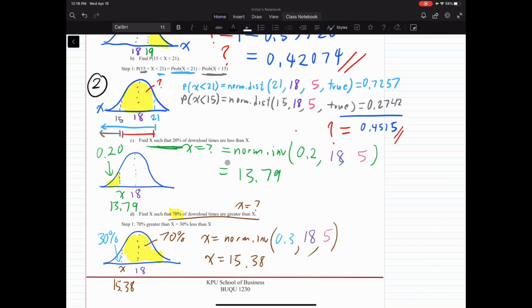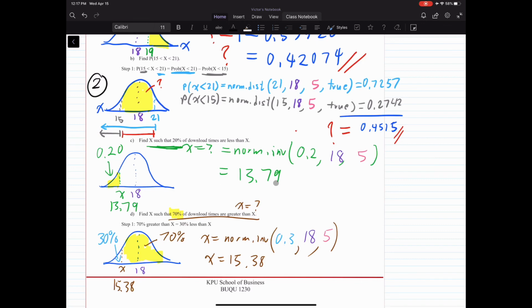In the formula norm.inv, it will ask you for 3 variables. 0.2 is your probability to the left of x. That's the first value that you need to put in. Second value is your mean, which is 18. Third value is your standard deviation, which is 5. Once you put that into Excel, you're going to get 13.79.